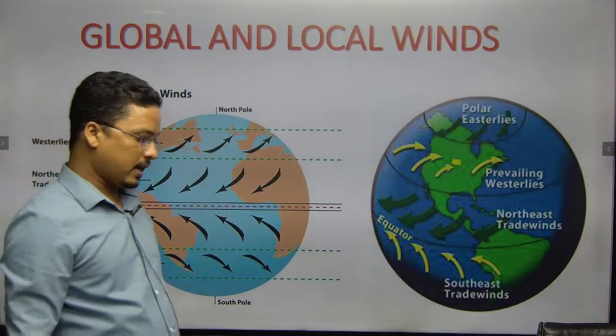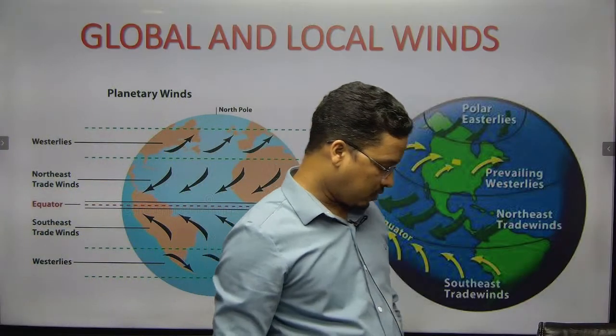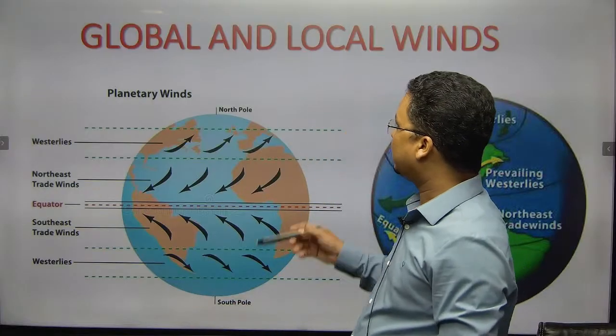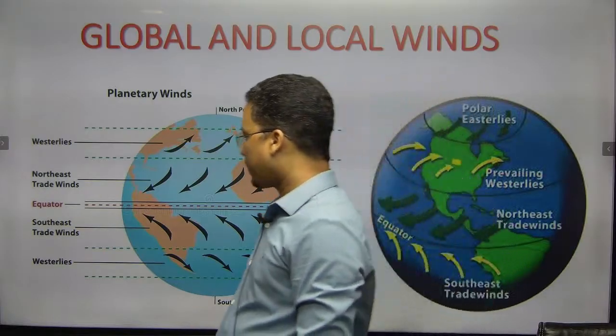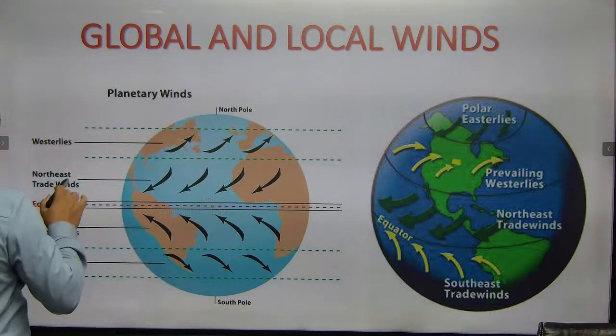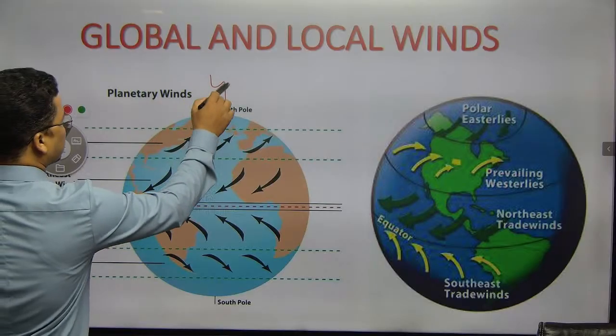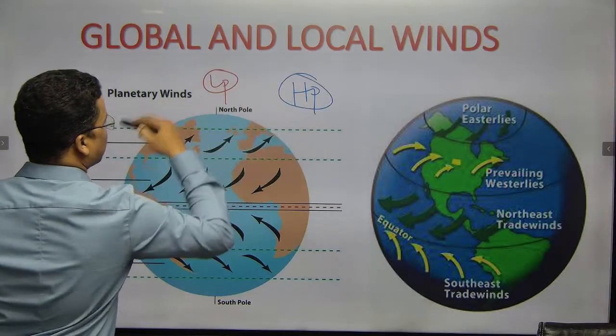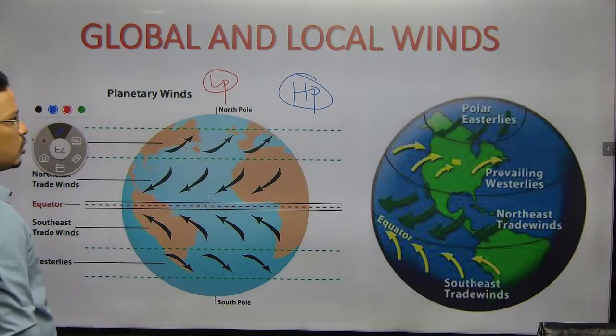Next thing is, what exactly is pressure? Pressure means low pressure and high pressure. There are two types of pressure: one is your low pressure, one is your high pressure.